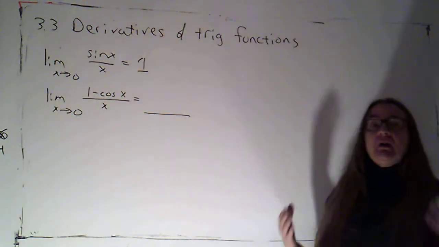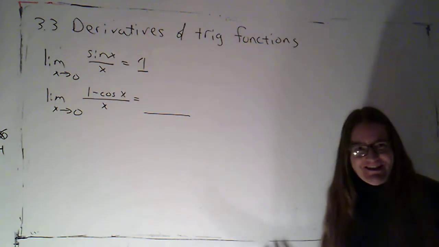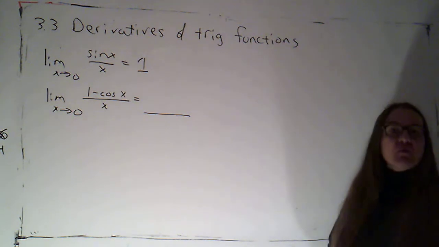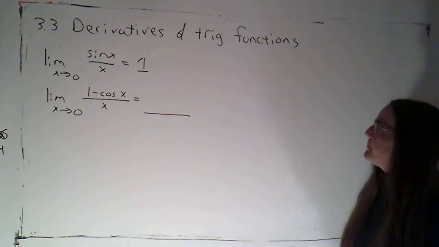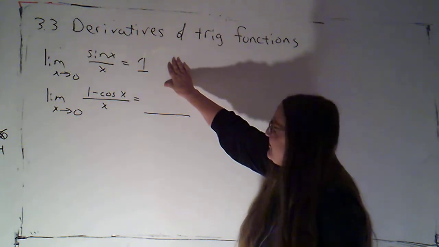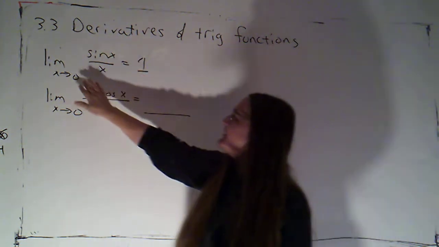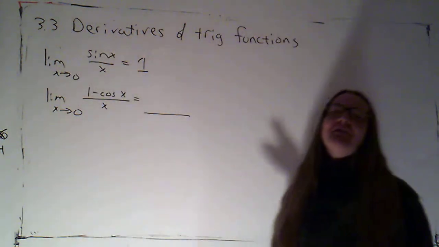There are two limits we need to know in order to be able to use the limit definition of derivative to find the derivatives of sine and cosine. In the last two videos, we worked this out. We actually only worked it out halfway. We proved that the limit as x goes to 0 from the right of sine x over x was 1.